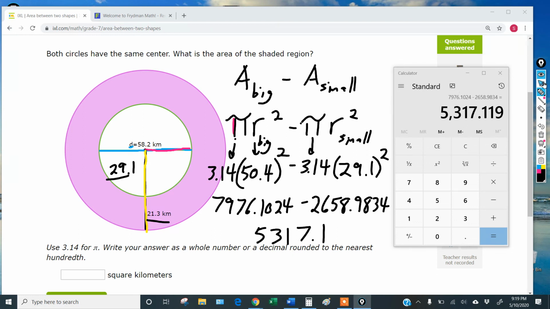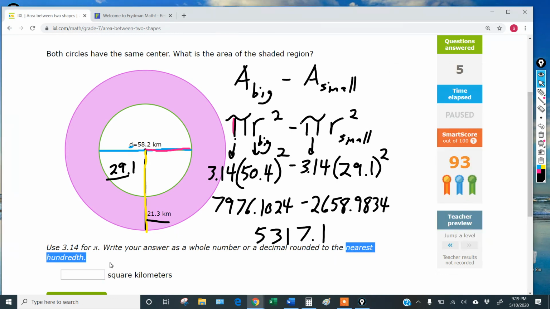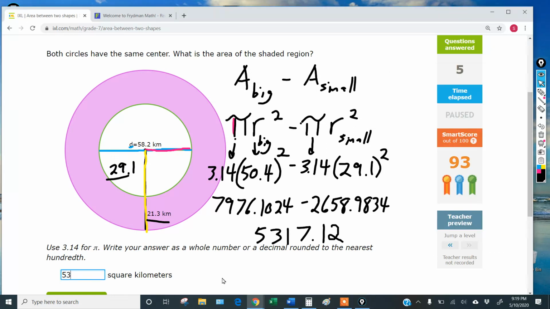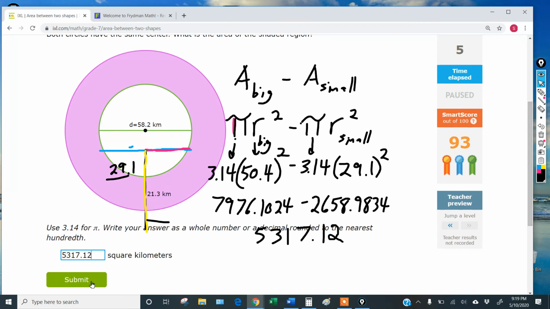Except remember, we have to round to the nearest hundredth. So that means that we're going to be rounding to this decimal place, which means we have to look at the next decimal place. And this 9 is going to bump the 1 up to a 2. So we're going to put a 2 over here instead of the 1. I hope I didn't make any mistakes. But I never make mistakes, right? So it must be right.